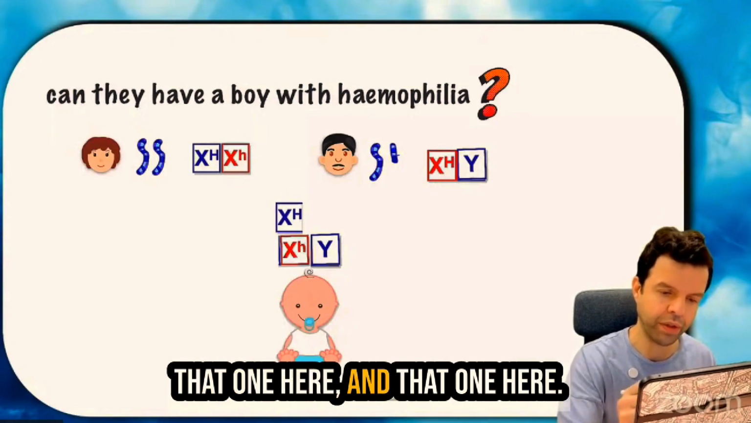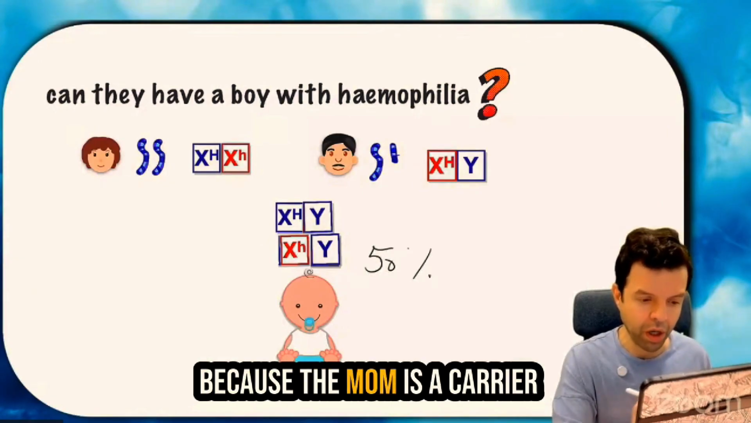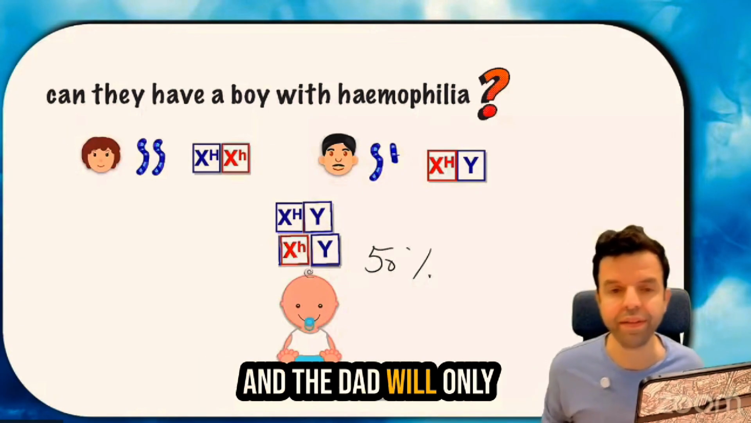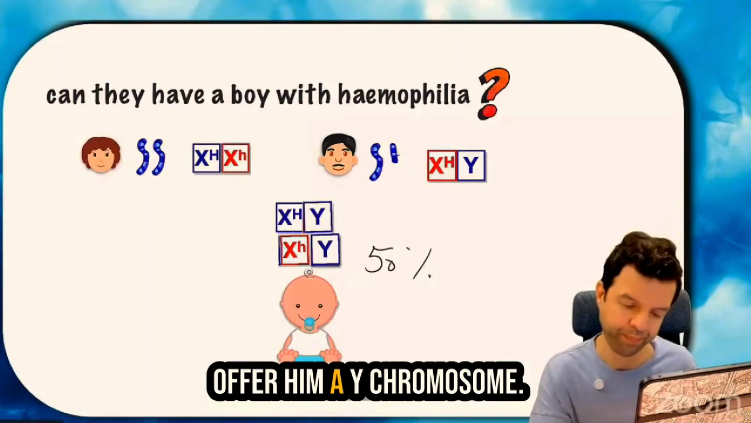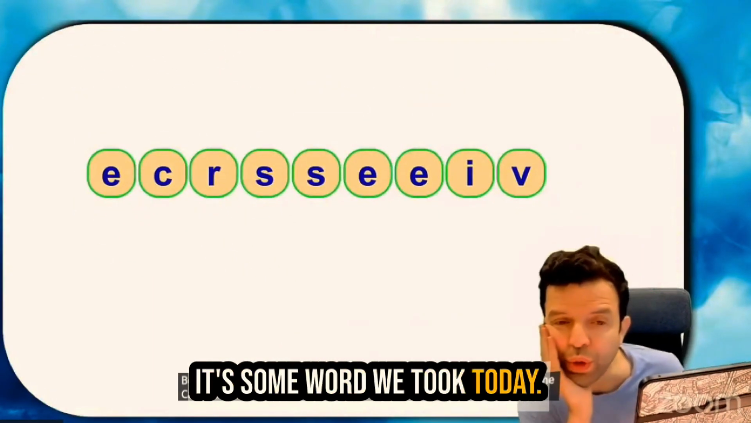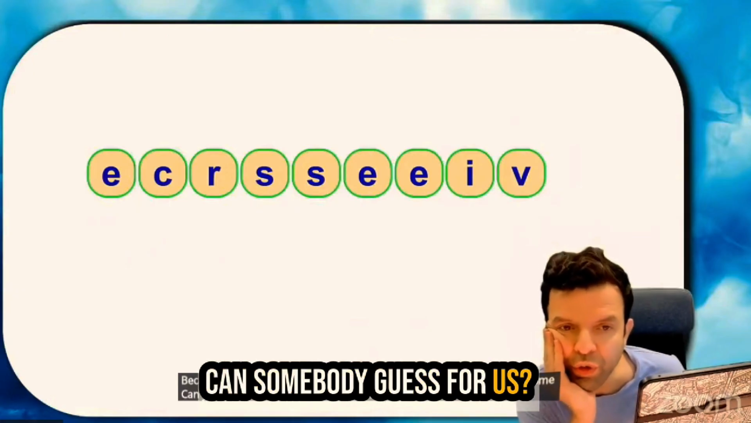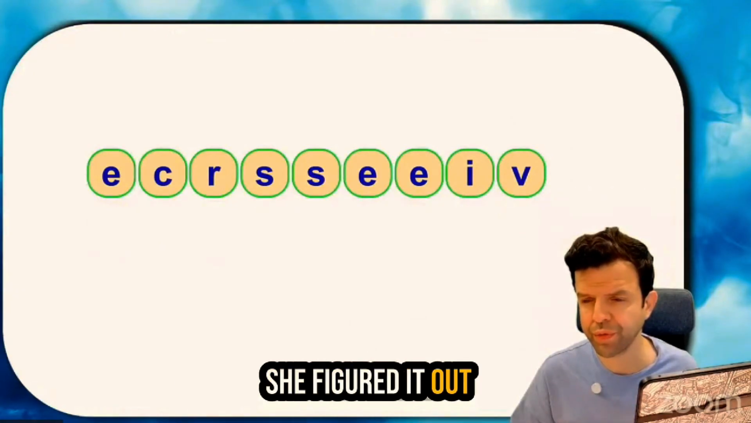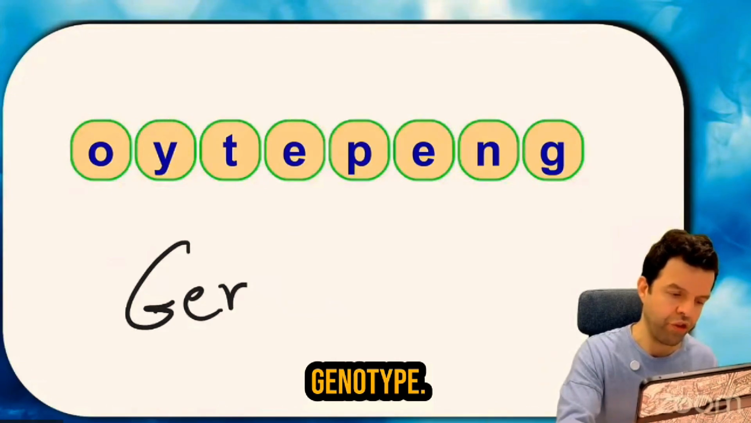That one here and that one here. Because the mom is a carrier and the dad will only offer him a Y chromosome. Can you guess what that word is? It's some word we took today. Can somebody guess for us? Very good. She figured it out. Okay, good one. Genotype.